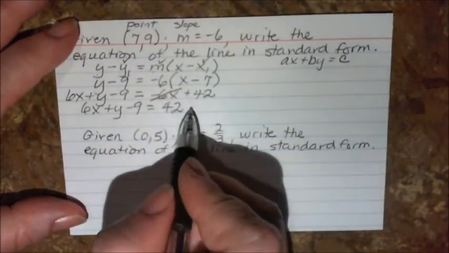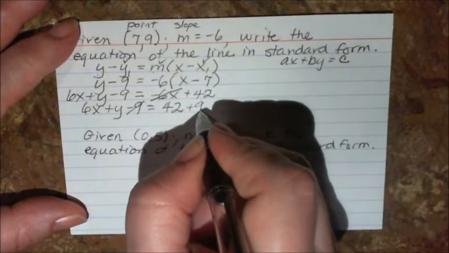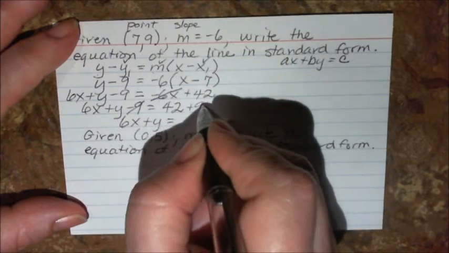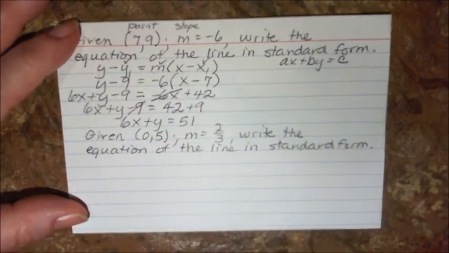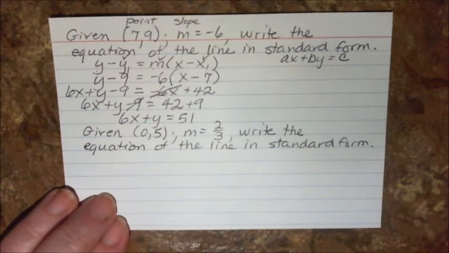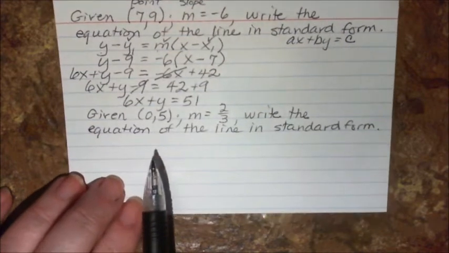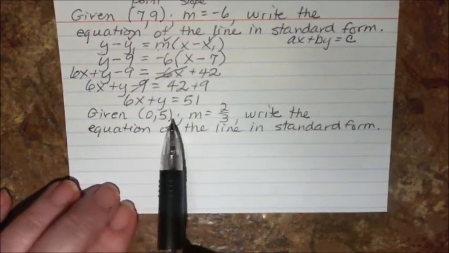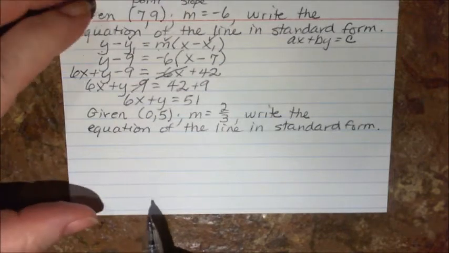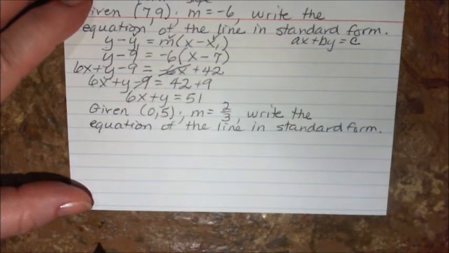Now remember we want the constants over here, so let's add 9 to both sides. So that gives us 6x plus y is equal to 51, and we have written the equation of the line in standard form. Okay, job done. Alright, so let's use that same routine again with this given information, and then I'll show you a shortcut to this one, but let's pretend we don't know the shortcut and just use the routine that we just used.